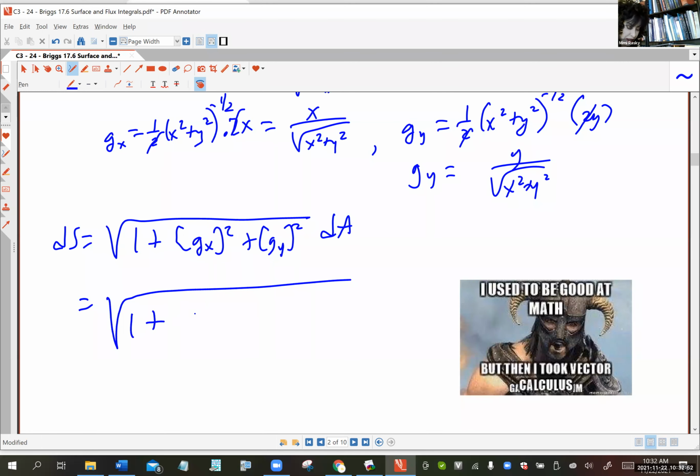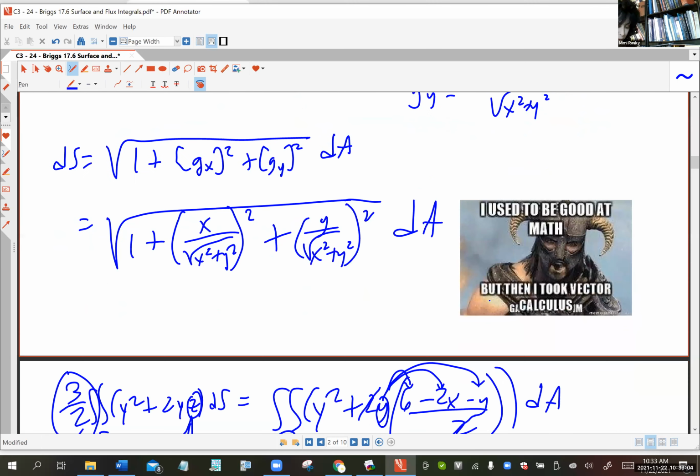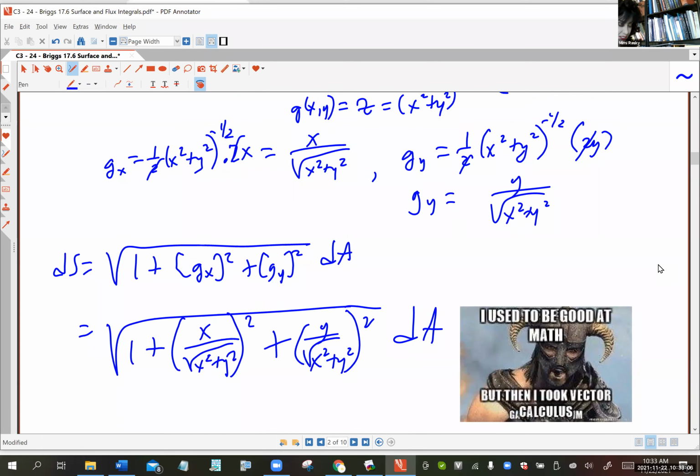It'll simplify really nice. That doesn't always happen, but if it does, it's great. I'm happy. So check this out. This looks like a nightmare, doesn't it? It's like, oh man, that looks like a horrible looking surface area element. Like, what am I going to do with that?